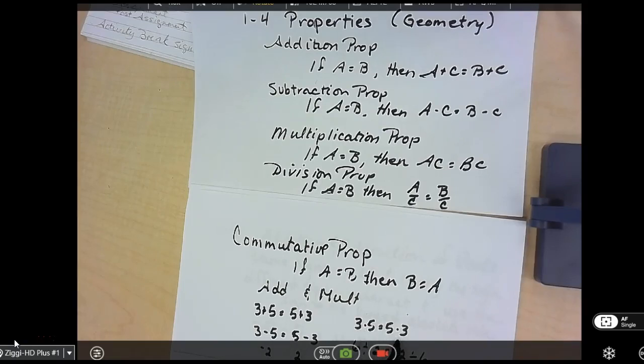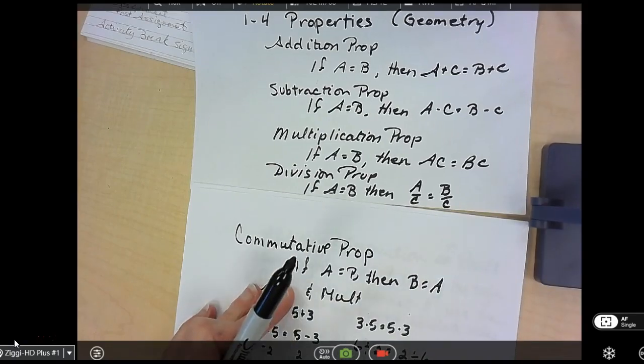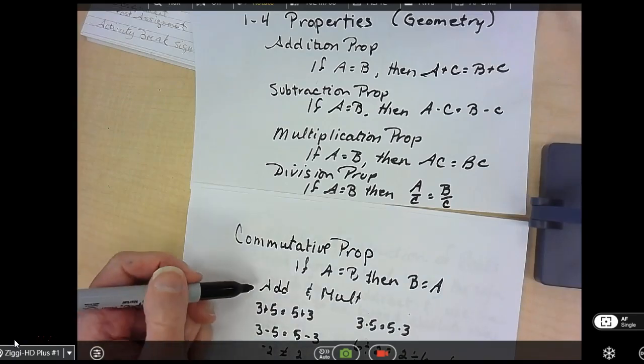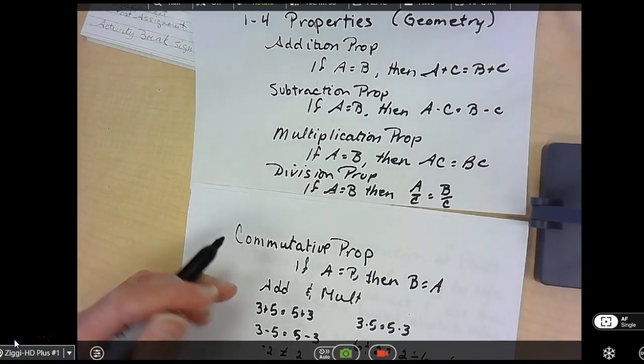15 equals 15. In division, if I write it as a fraction, 6 divided by 2, would it equal 2 divided by 6? Well, 6 divided by 2 is 3. 2 over 6 simplifies to 1/3. So those are not equal to each other. So we can only use commutative property in addition and multiplication.